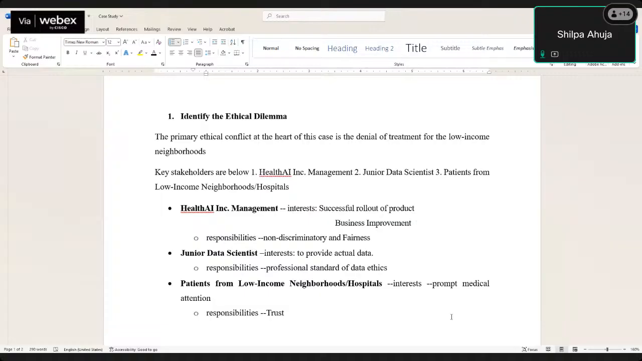Then from the patient's part, they are seeking some prompt medical attention based on the risk scores that are being identified, and they place trust on the system that the new system being rolled out will be much more advanced, and that the warning system being created here will be able to better detect and manage their health.